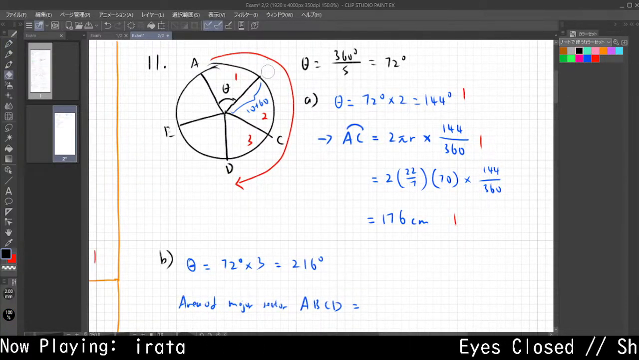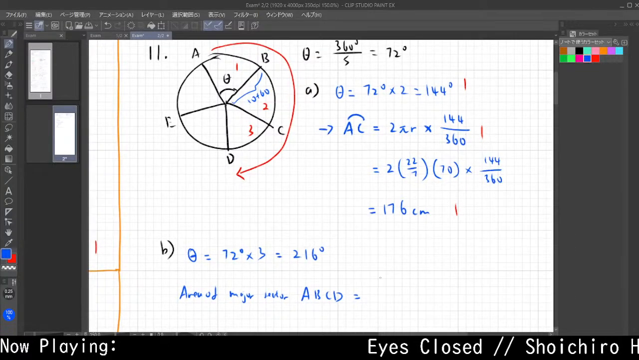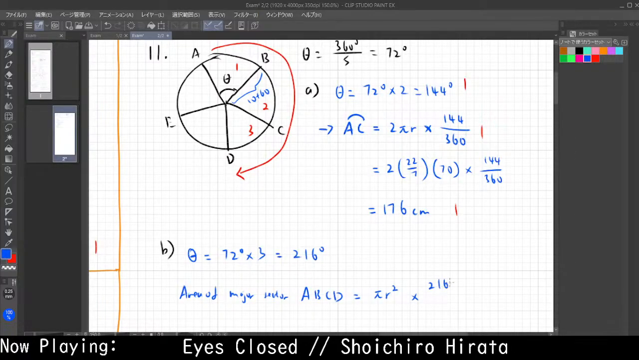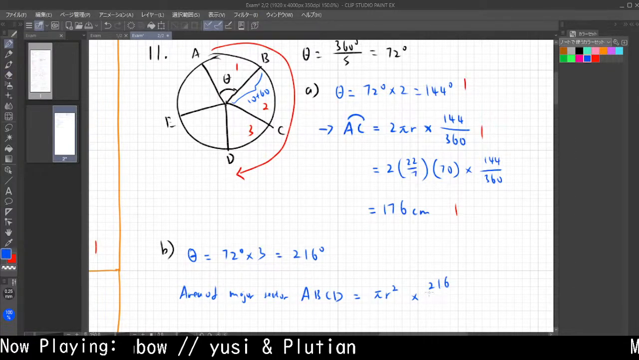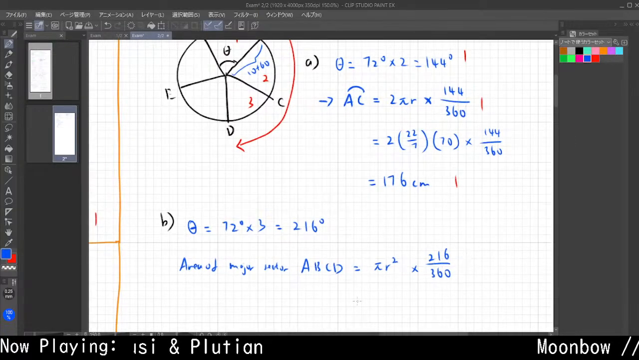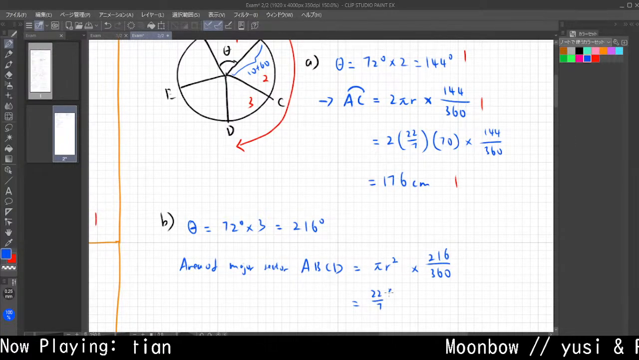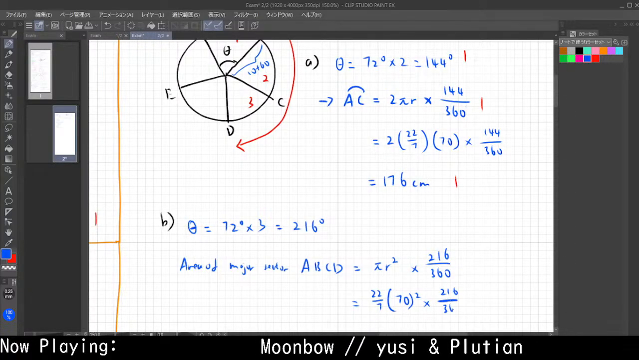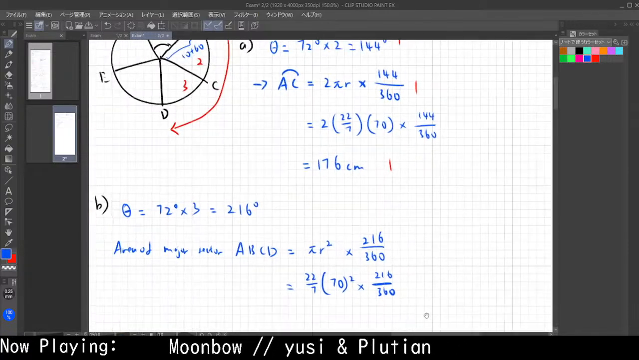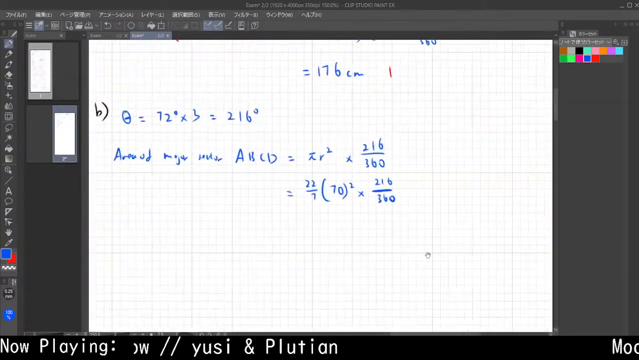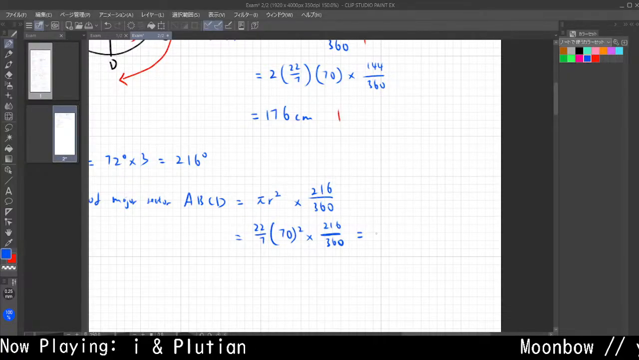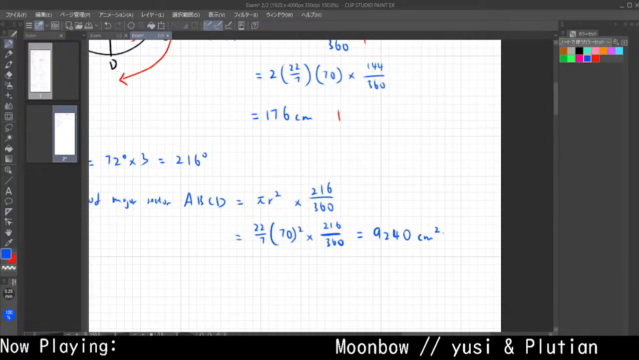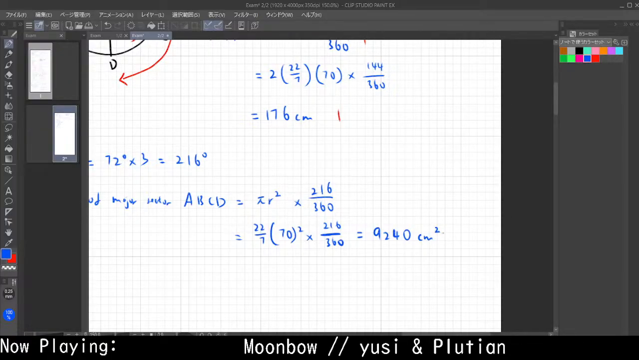your pi r squared. This is the area of a circle multiplied by the ratio formed by your angles. Same thing. Pi is 22 over 7. R in this case is still 70. In this case you have a square. You multiply 216 over 360. So this should be able to give you 9240. This is an area, so we use cm squared.